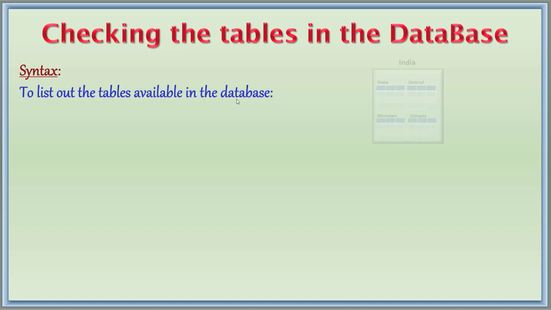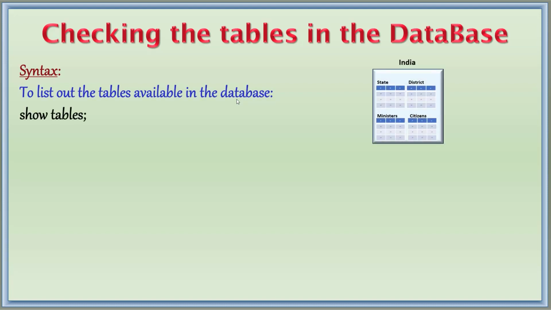So now, how do we check the tables in the database? Once we get inside the database, that is, when we are accessing the particular database, to list out the tables available in the database, we give show tables and then a semicolon. So for example, if we are inside the database called India, then we give show tables. It will list out state, district, ministers, citizens, only the names of the tables.